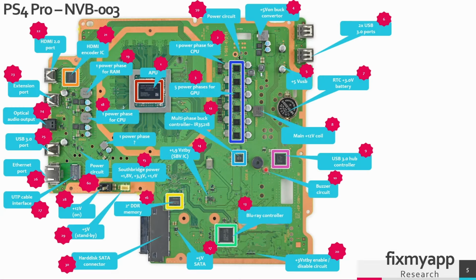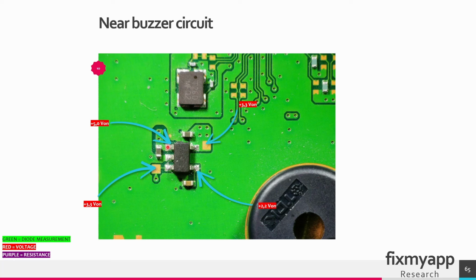So near the buzzer we have some circuitry that's located in region 10. When you turn your console on you should find 5 volt at this pin, and at this pad you should find 3.3 volts, 2.2 at this pin. I think this circuitry is used to drive this buzzer.